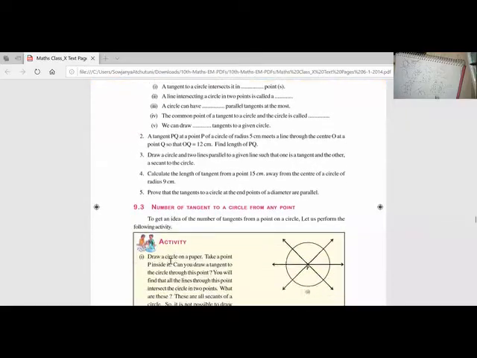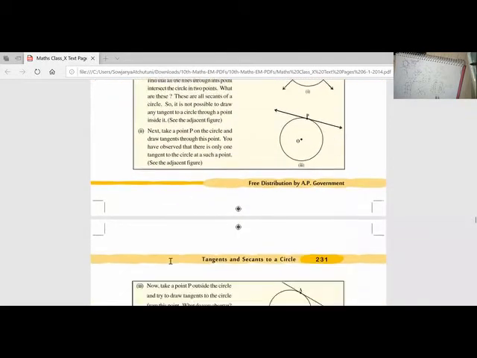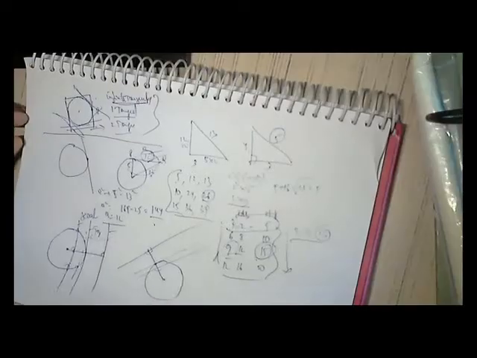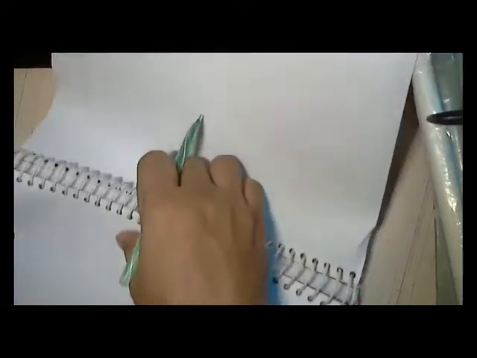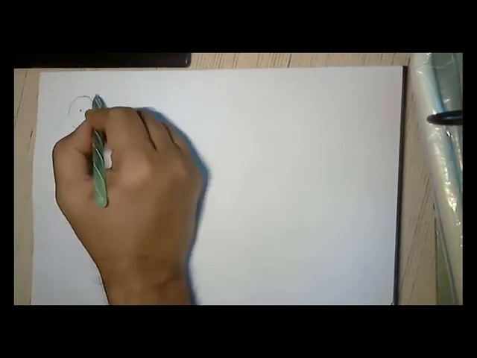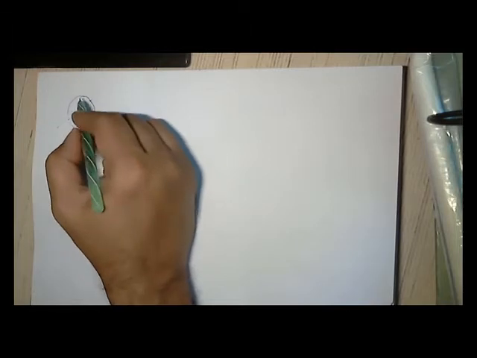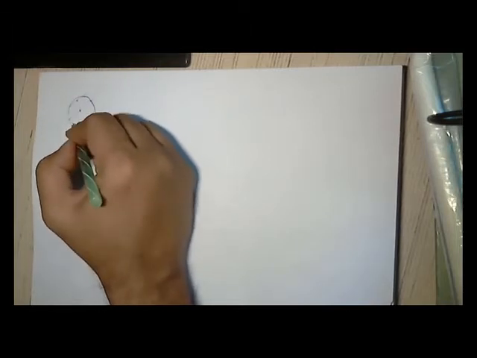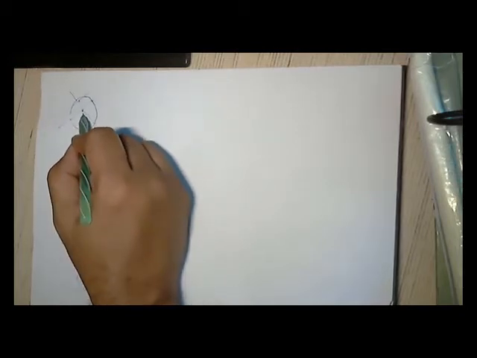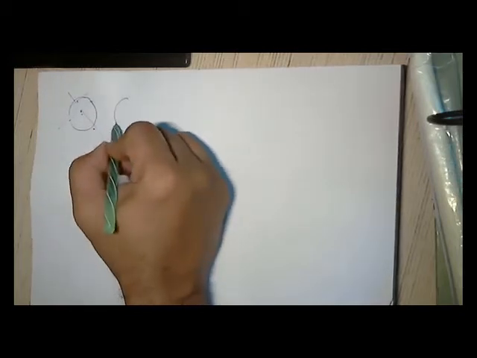So let us see how many tangents can be drawn from a point onto the circle. Let us say this is the circle. From inside, how many tangents can be drawn? Nil. Because if I draw a line through the inside, it is a secant. Whatever line I draw, it will be a secant. So from inside, no tangent can be drawn.